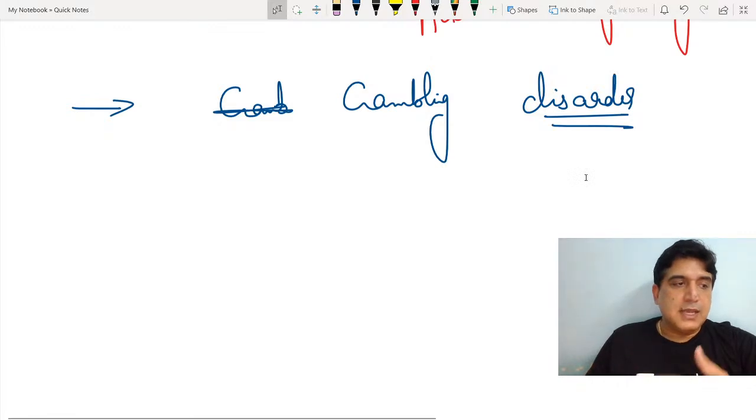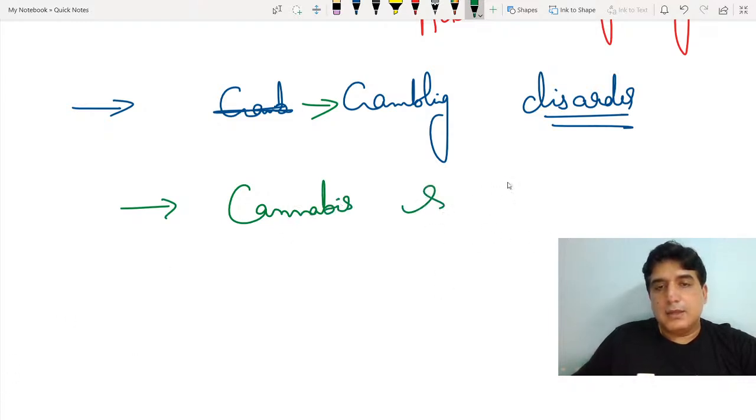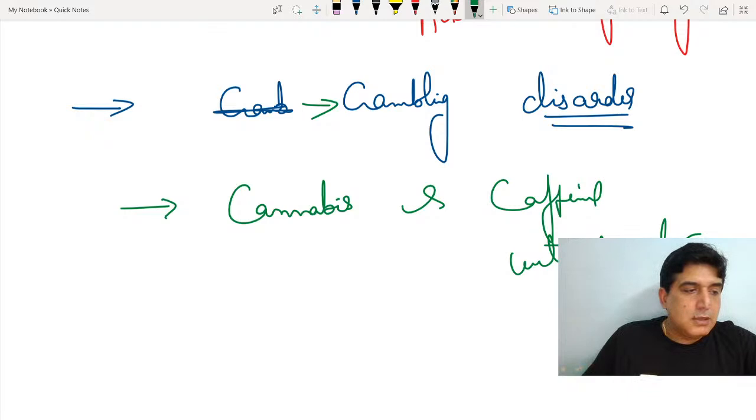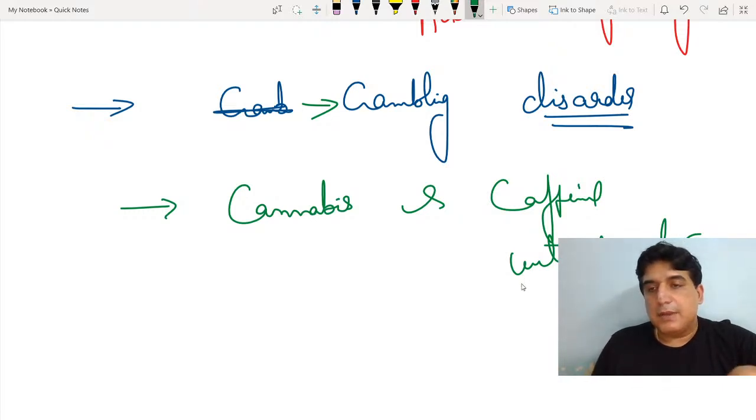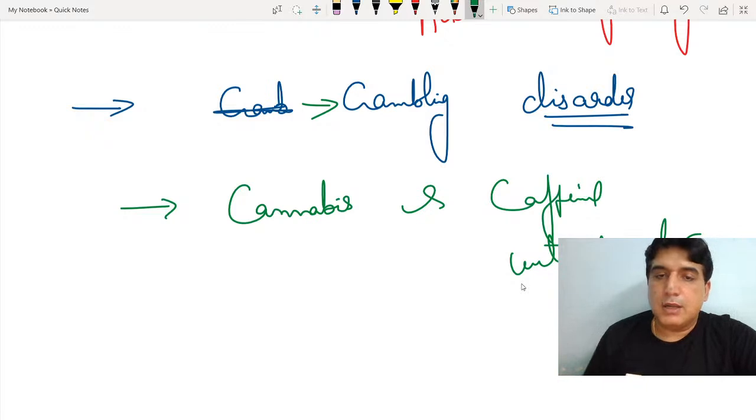Gambling, जुआ खेलना, is now a disorder, gambling disorder. Apart from that, we have cannabis and caffeine withdrawal symptoms. Before, we were not including cannabis withdrawal symptoms and caffeine withdrawal symptoms as withdrawal criteria, but in DSM-5 cannabis and caffeine withdrawal symptoms have been included as criteria. So gambling disorder and cannabis and caffeine withdrawal symptoms have been included.